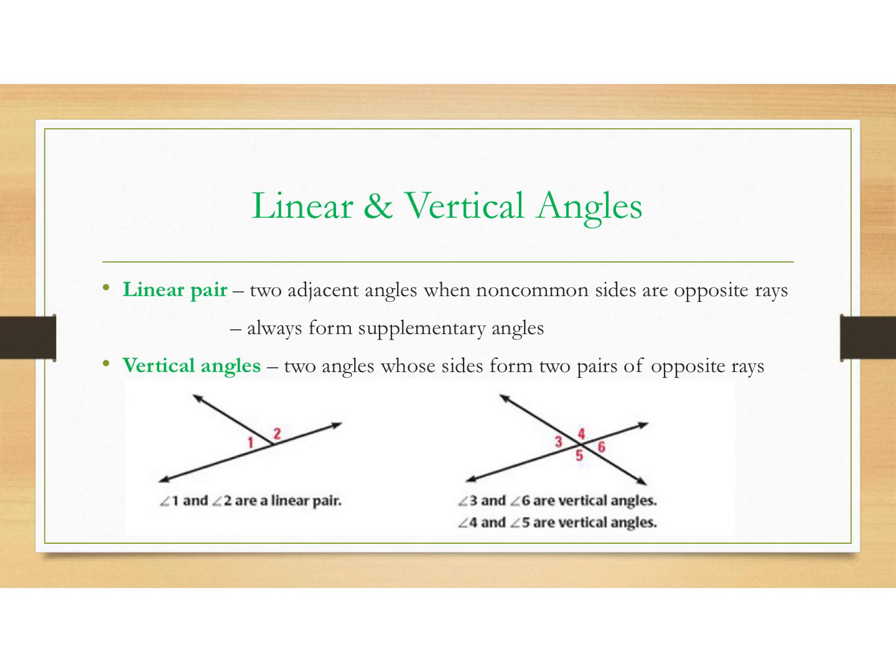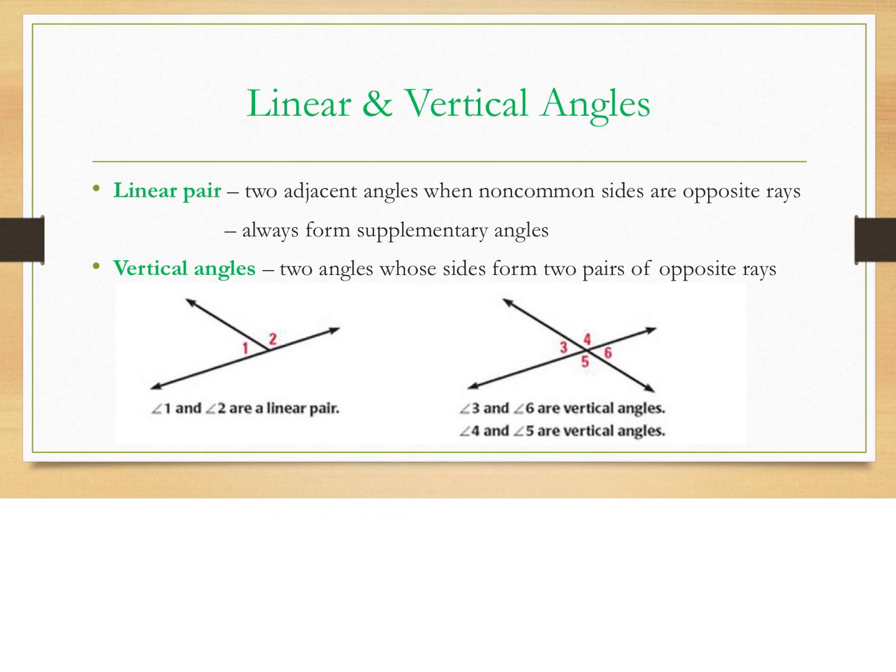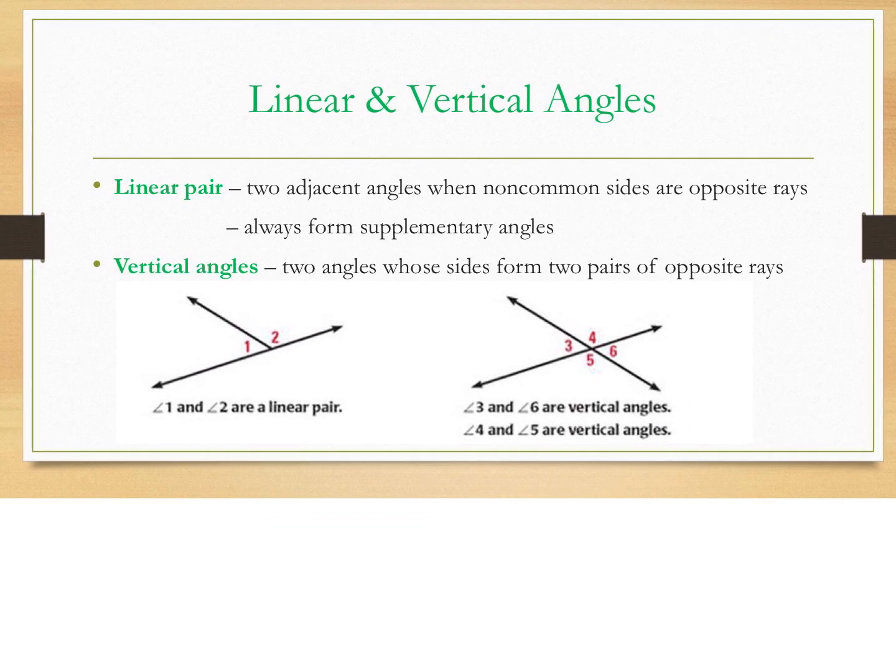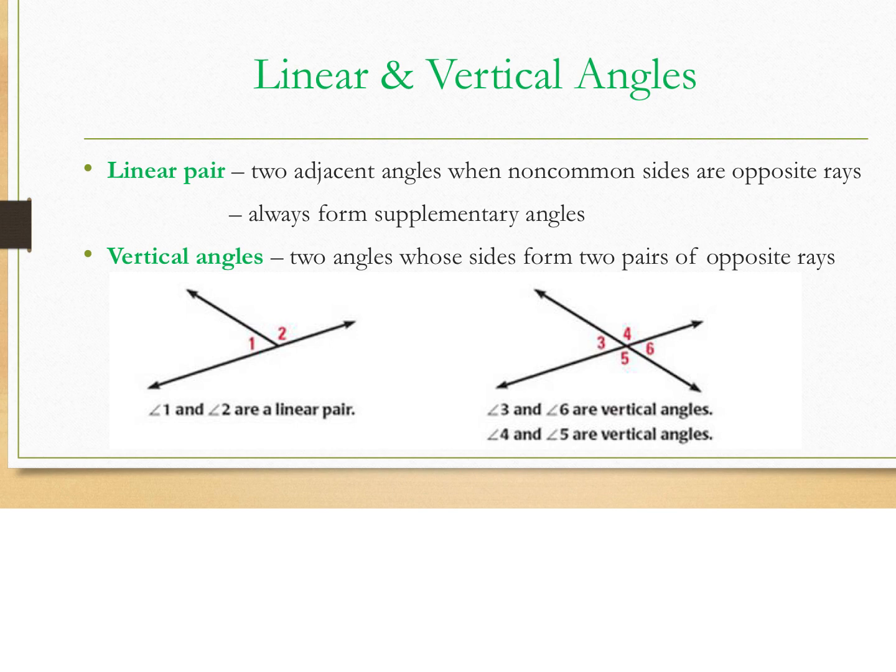Okay, two more definitions. The first one is the definition of a linear pair. A linear pair is two adjacent angles whose non-common sides are opposite rays. They're always going to form supplementary angles. So in the picture here, this is an example of a linear pair. So it says two adjacent angles.